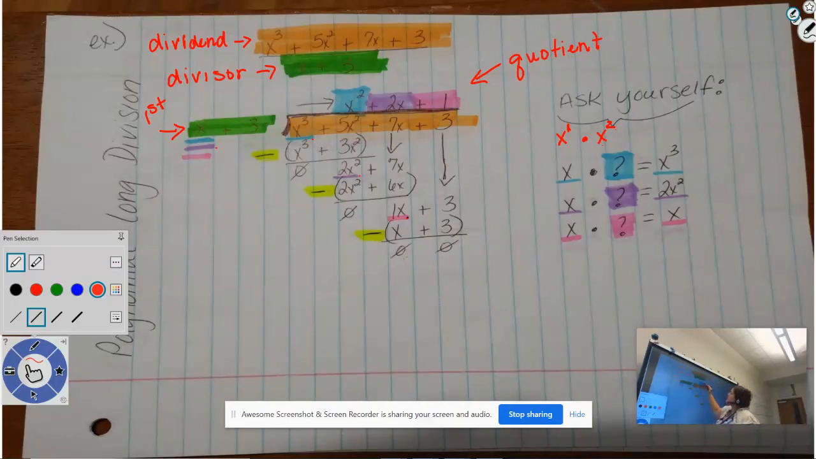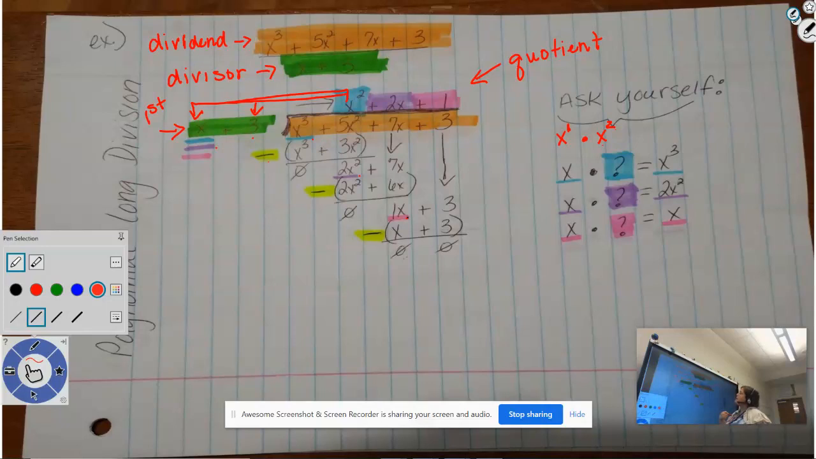So from there, I take x squared. Now I'm going to multiply this times both terms in my divisor. x squared times x gives me x to the third. x squared times 3 gives me 3x squared. From there, you'll notice I put parentheses around it, and I'm going to subtract that entire quantity. So x to the third minus x to the third is 0. 5x minus 3x squared is 2x squared. I then bring down my 7x, and I go back.